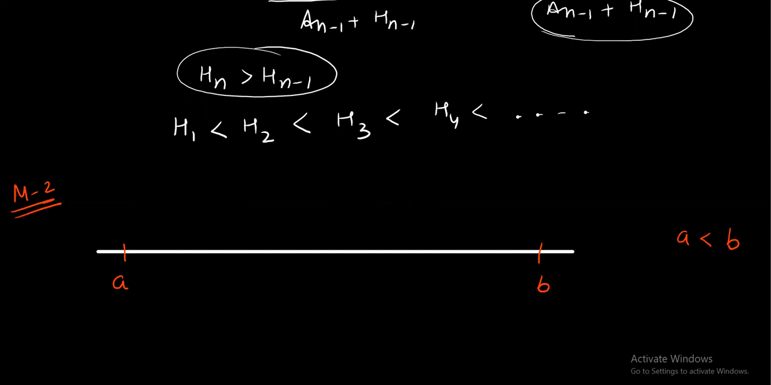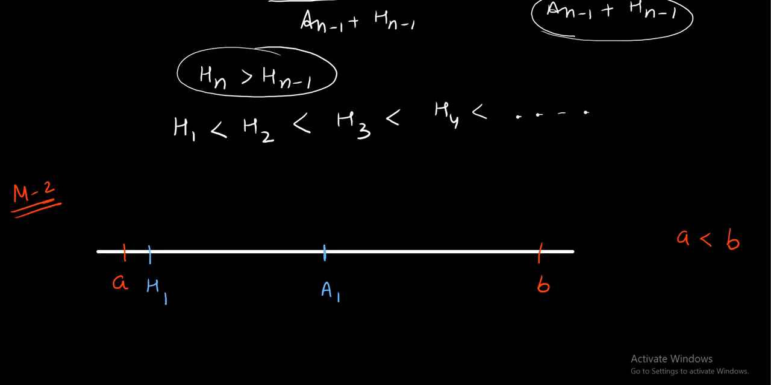Okay. Now let's start with the arithmetic mean. So I started with arithmetic mean. What is arithmetic mean? It is going to lie exactly in the middle of A and B. This is A1. Regarding harmonic mean, it is going to be less than A1, which means somewhere to the left of A1 on the number line. So this is H1.